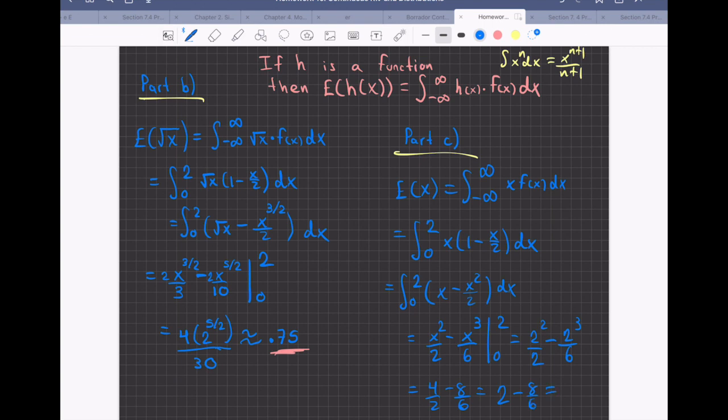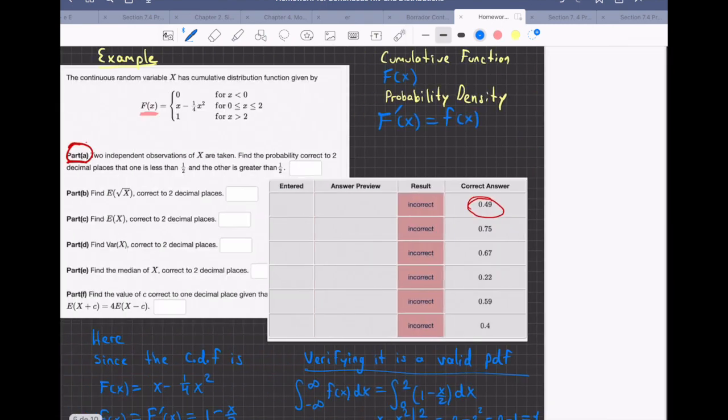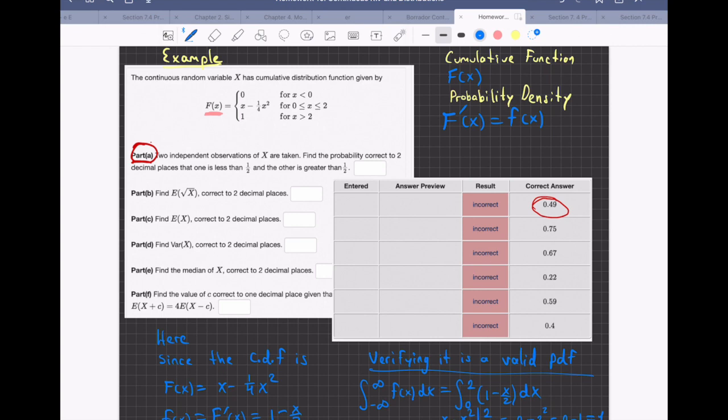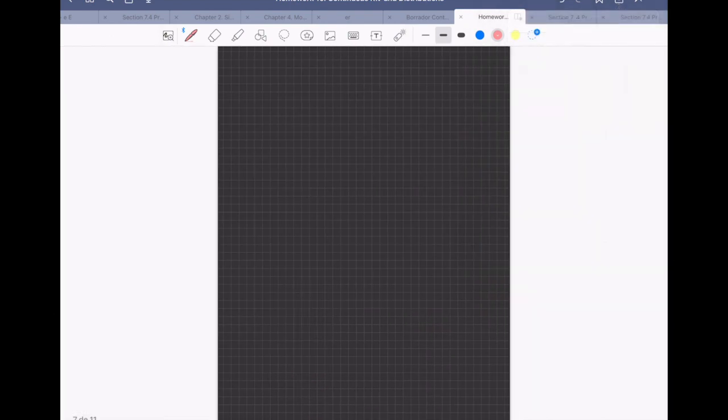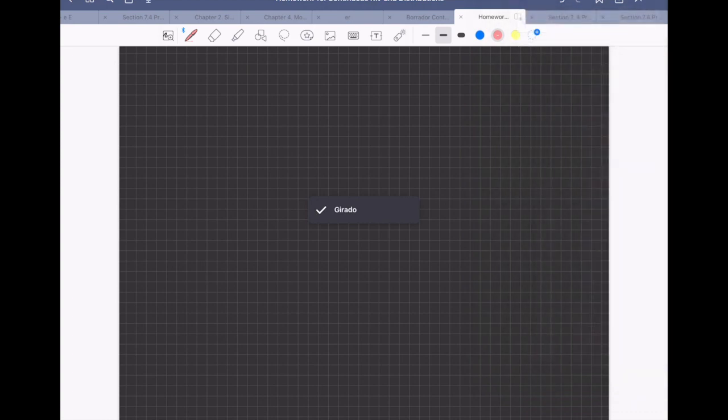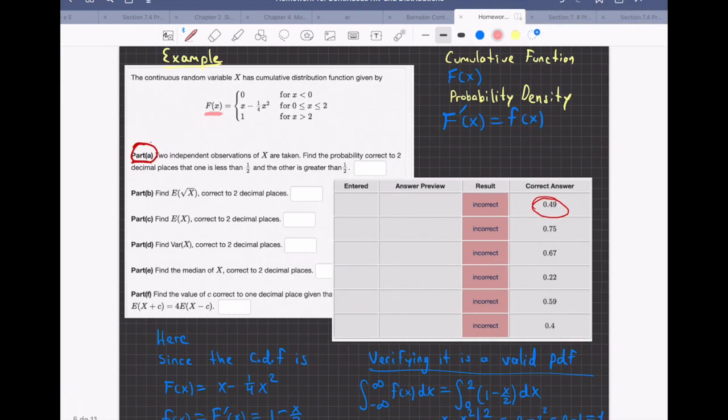Or what it is saying, 4 divided by 6. Or what it is saying, approximately should be 0.67. 0.67. So the answer is correct. So part B, part C, part D.